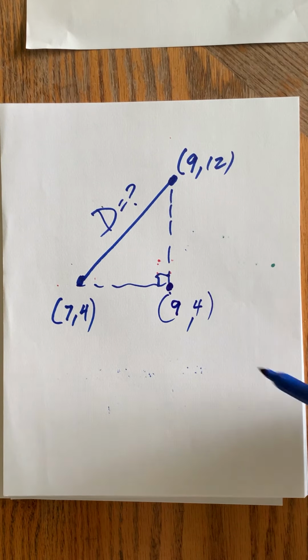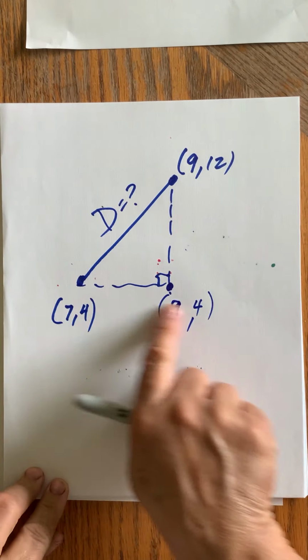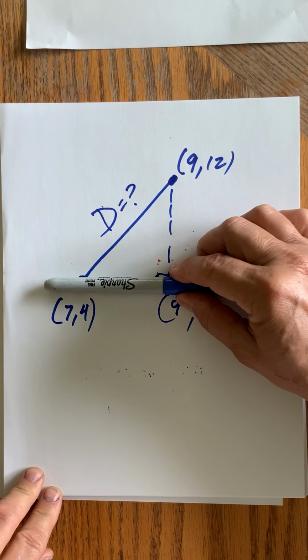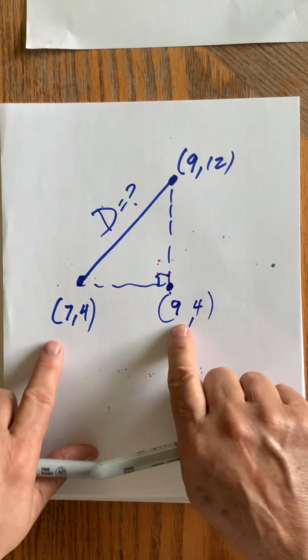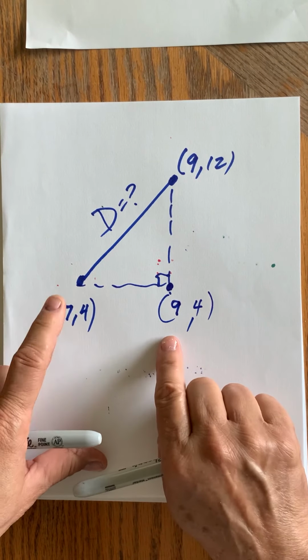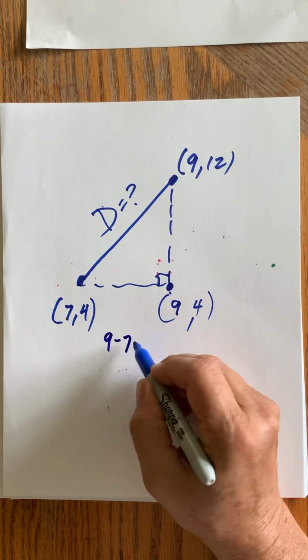So now how do I find these lengths? Well, okay, for this horizontal one, these 2 points are on the same horizontal line, which is really y equals 4. Then the only change is in the horizontal distance. So from 7 to 9, what's the distance? Well, you just subtract them, right? You do 9 minus 7 equals 2.